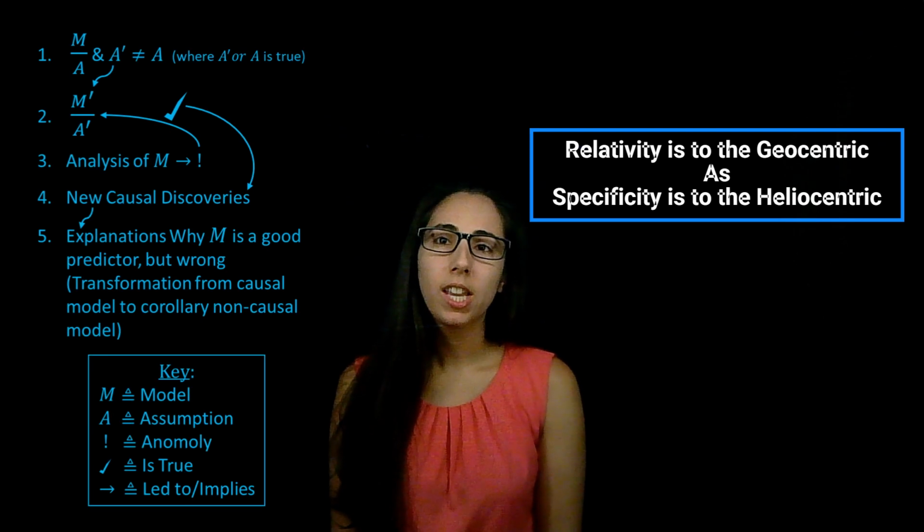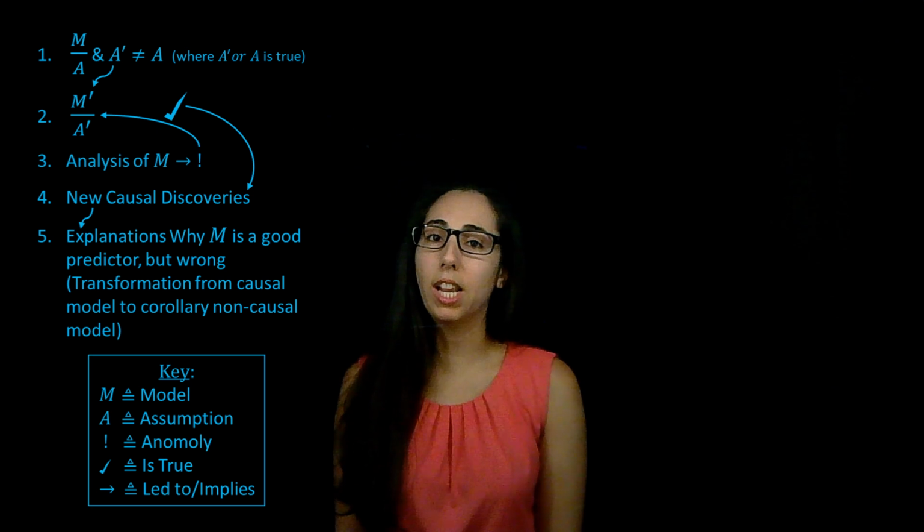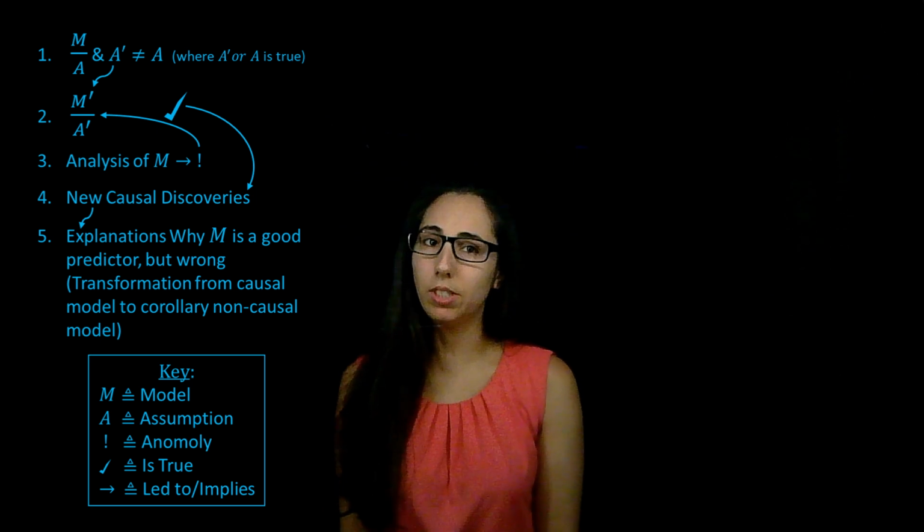Earlier in this series, Dan Harris made the bold claim that relativity is to the geocentric model as universal specificity is to the heliocentric model. He outlined 5 parallels between Kepler's validation of the heliocentric model and his own work on validating universal specificity over relativity, which we cover in this series.